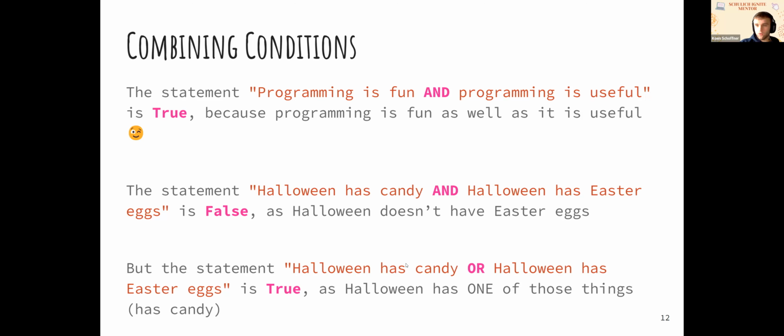Now we also have or. Unlike and, only one of the statements on either side of the or statement needs to be true in order for the whole statement to be true. So if we had the statement "Halloween has candy or Halloween has Easter eggs," this would return true, because one of the statements is true, so the whole thing is true. And is the opposite: and needs both things to be true for the whole statement to be true. If it's not true, remember, it's false.